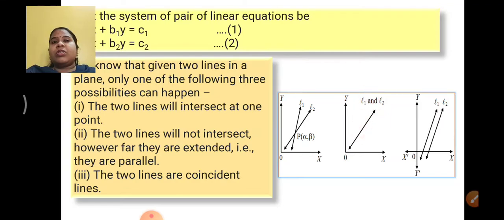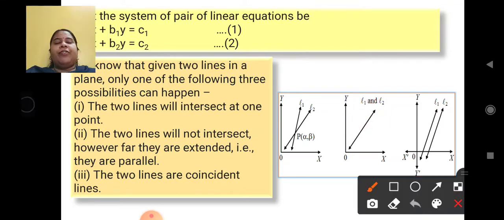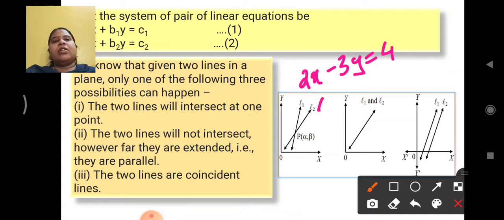Now how is this possible? This is possible if we have two equations like this. Suppose 2x minus 3y is equal to 4 as the first equation, and the second equation as 4x minus 6y is equal to 8. Now how can I say that they will be overlapping lines only? Because have a look at the second one.